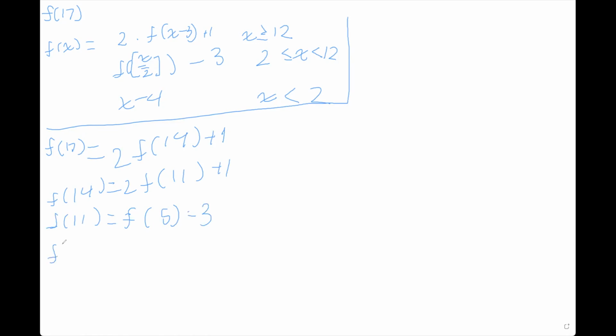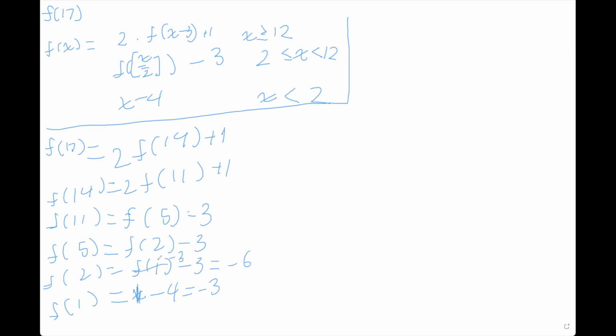F of 5 is between 2 and 12. F of 5 is equal to f of 2 minus 3. And we see here it's greater than or equal to 2, so f of 2 is equal to f of 1 minus 3. And f of 1 is going to equal x minus 4, which is 1 minus 4, so it'd be -3. So we're going to go up the chain from here. F of 1 is equal to -3.